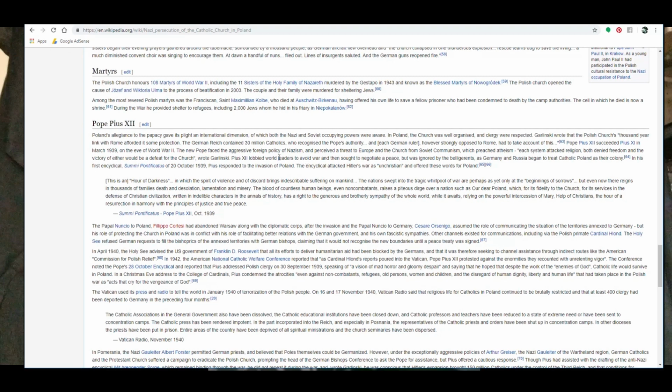Poland's alliance to the papacy gave its plight an international dimension, of which both the Nazis and Soviet occupying powers were aware. In Poland, the church was well organized and the clergy were respected. Garlinski wrote that the Polish church's 1,000-year link with Rome afforded it some protection. The German Reich contained 30 million Catholics who recognized the Pope's authority, and each German ruler, however strongly opposed to Rome, had to take account of this. Pope Pius succeeded in March 1939 on the eve of World War II. The new pope faced the aggressive foreign policy of Nazism.